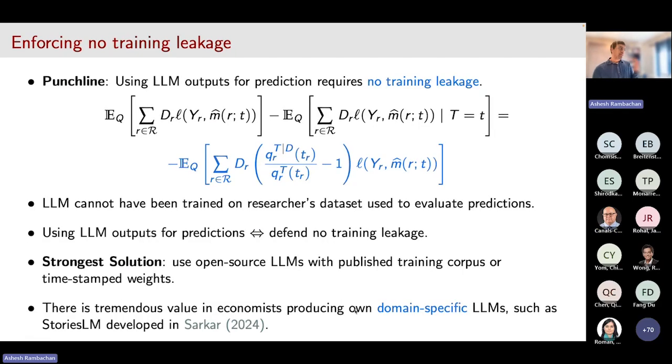And furthermore, this takeaway has a clear upshot for what economists can be doing in the AI space. In particular, economists can actually be in the business of producing their own domain-specific large language models that mechanically satisfy this no training leakage condition.